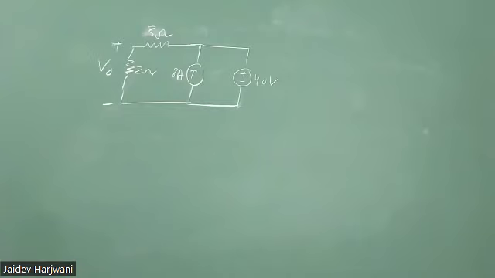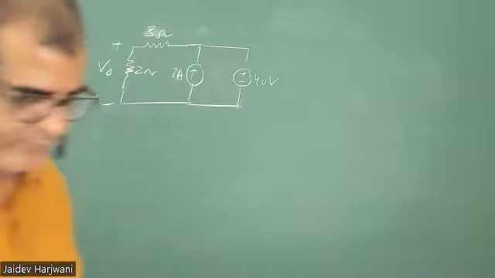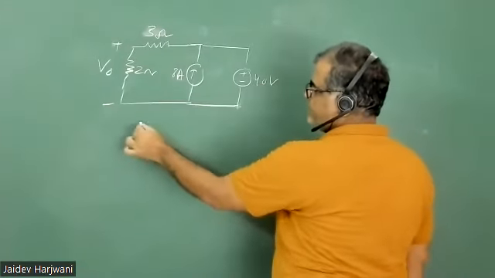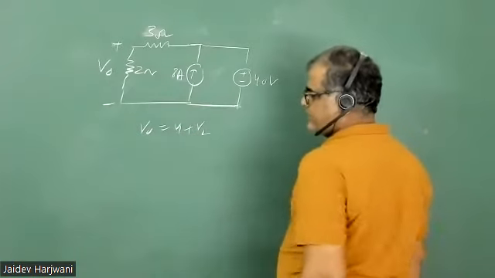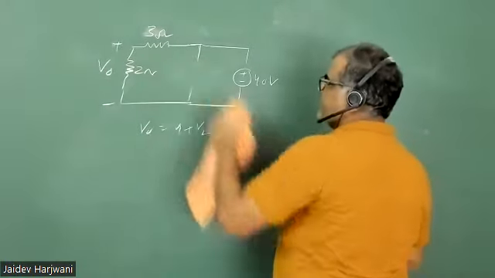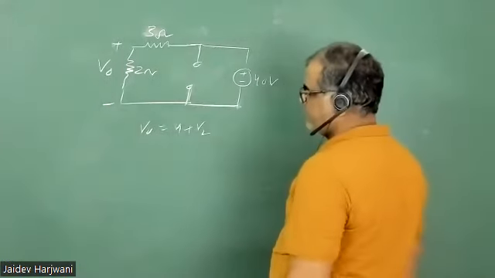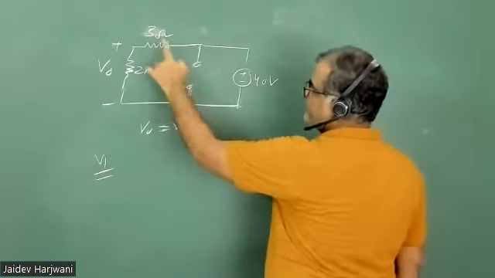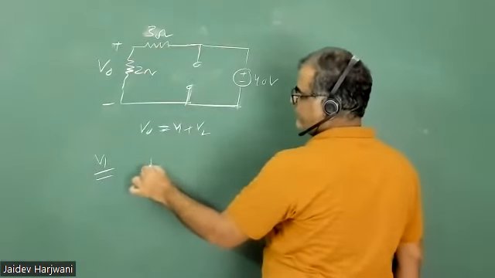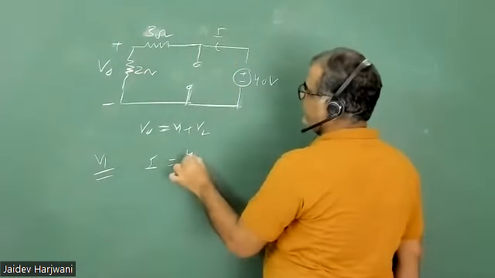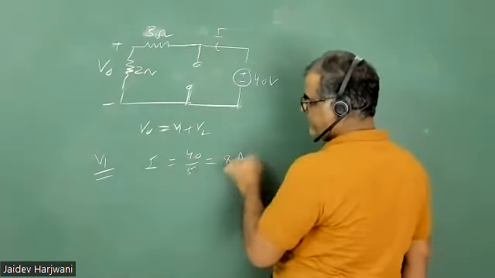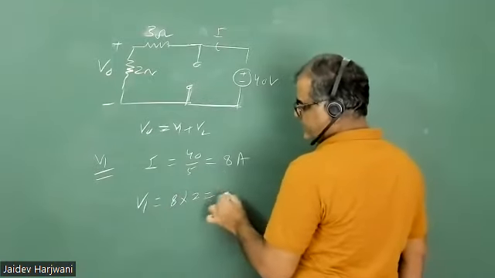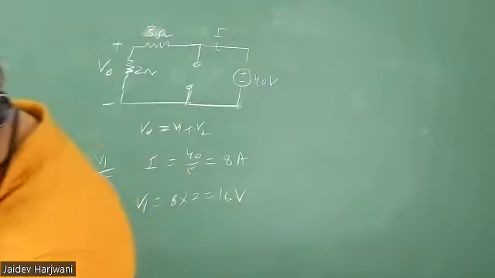How much is coming? So first you want to find due to this one. Say V0 is equal to V1 plus V2. First only one source present, the other made open. Now first calculate V1. Current will go here through 3 and 2, that is 5 ohm. Circuit current is I equals 40 divided by 5, that is 8 ampere. So voltage V1 will be 8 into 2, that is 16 volts.